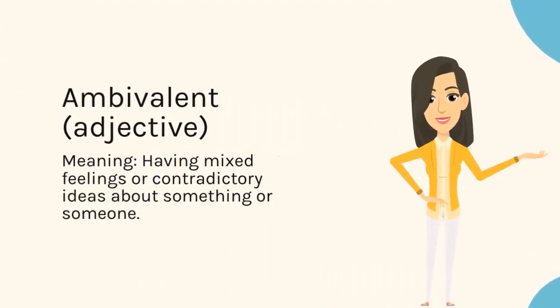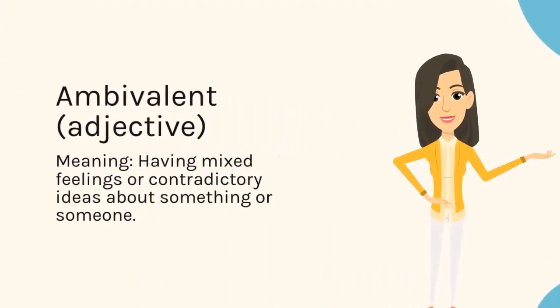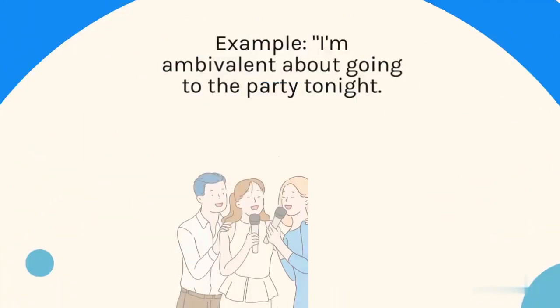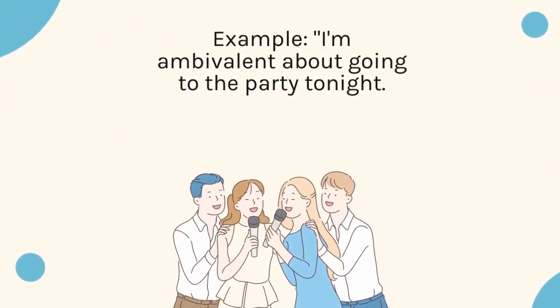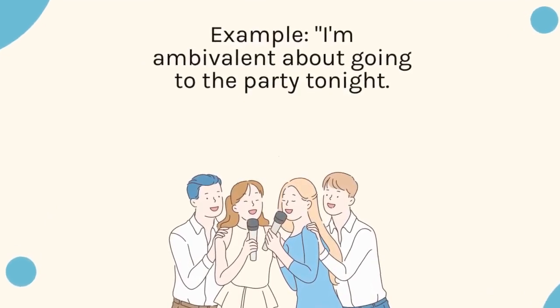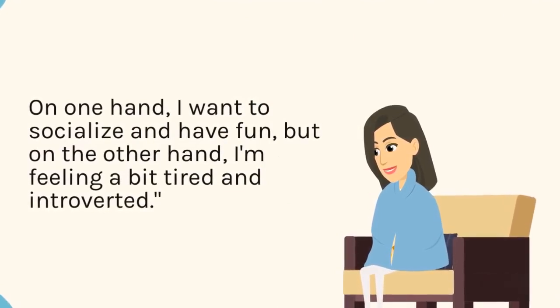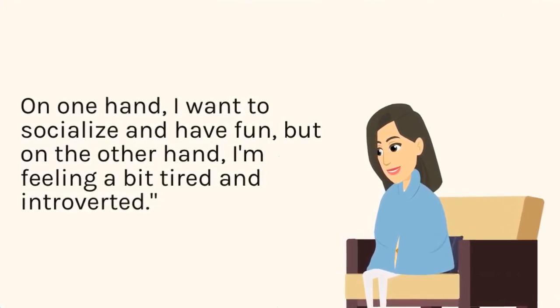Ambivalent, adjective meaning, having mixed feelings or contradictory ideas about something or someone. Example, I'm ambivalent about going to the party tonight. On one hand, I want to socialize and have fun, but on the other hand, I'm feeling a bit tired and introverted.